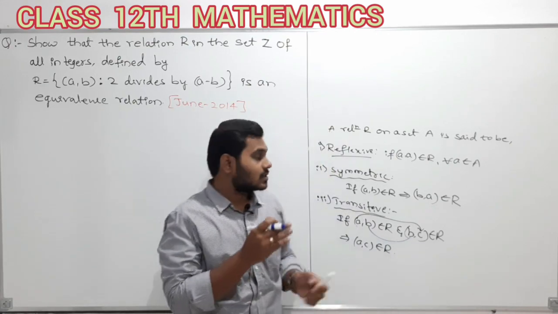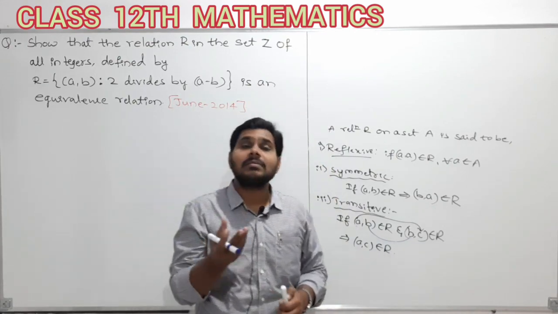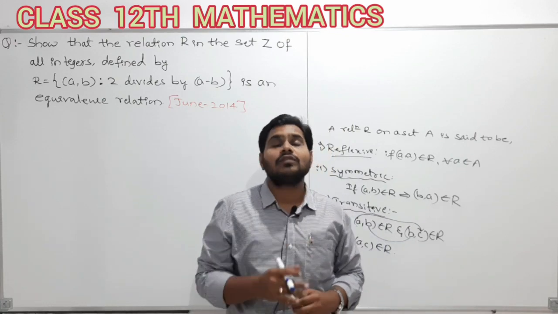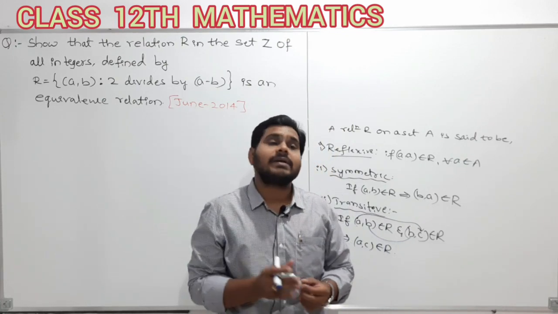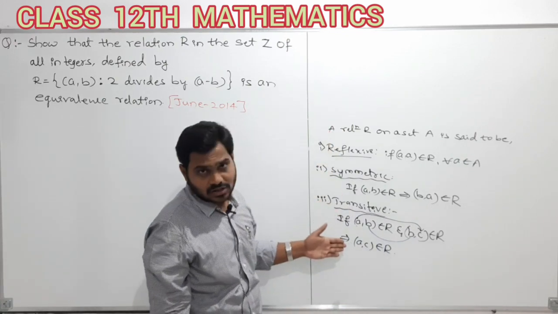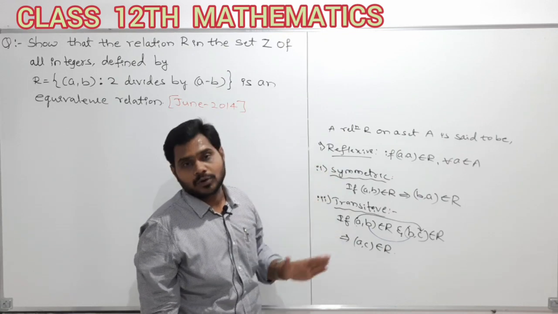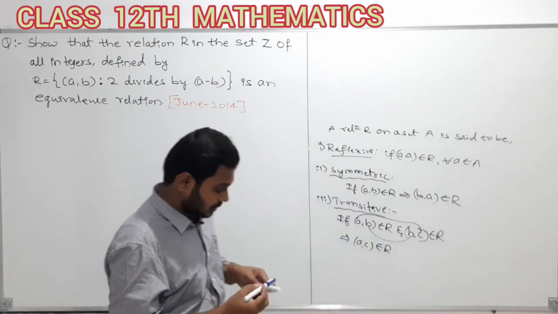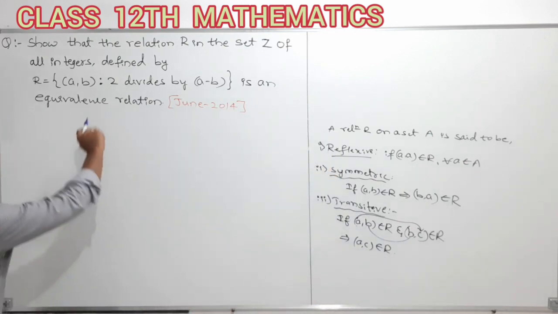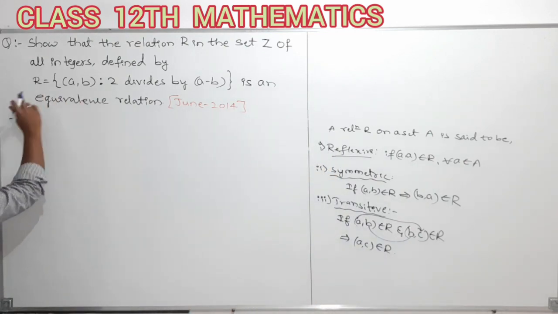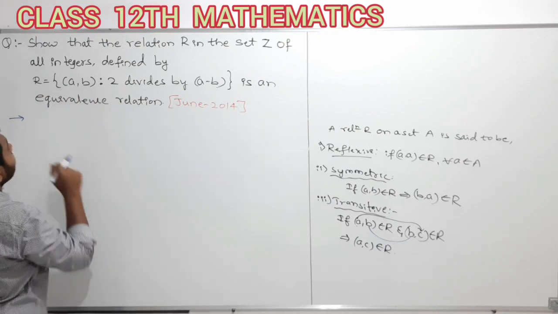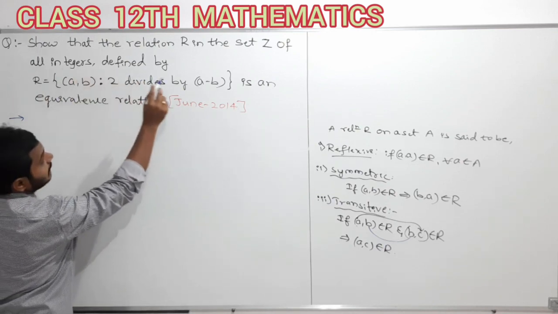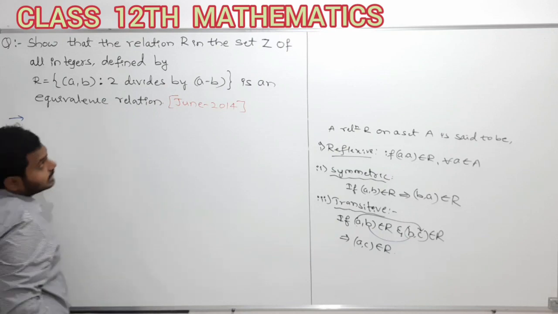Clear? So these three rules I have been discussing for the past two to four classes. Please, my dear students, concentrate on this concept. This is very important. Clear? So now we will solve this question, my dear students. What is the question given to you? Already I discussed the question. Show that the relation R on the set Z, here it is.